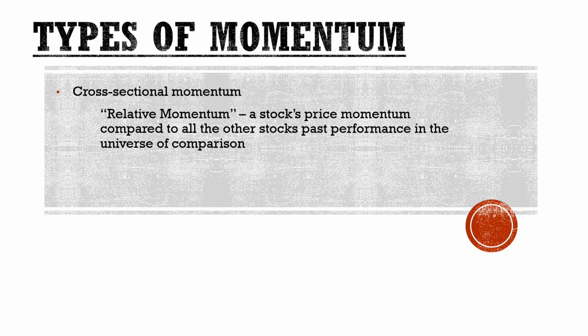So now let's go ahead and take a look at the different types of momentum. And there are two types that we're going to look at. The first is called cross-sectional momentum. This is the fancy academic word for relative momentum, which is basically a stock's price momentum compared to all other stocks' past performance in the universe that we're looking at. Now I say the universe we're looking at because we could compare against other microcap stocks or the S&P 500 stocks, large cap stocks, anything. But whatever your universe is, this is how one stock's price momentum compares to the others.